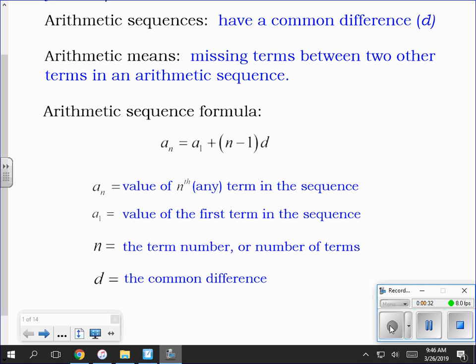Arithmetic means, you've actually worked with arithmetic means before. An arithmetic mean is a way of saying the average. It's not just the number in the middle of two, but let's say I've got two numbers and I've got a lot of slots. The arithmetic means are all the ones that fill in the slots. So if I have a sequence of numbers and I have, let's say, the third number and the eighth number, the means are the ones that are in between, and we will find how to get all the ones in between today. And then we have the arithmetic sequence formula.